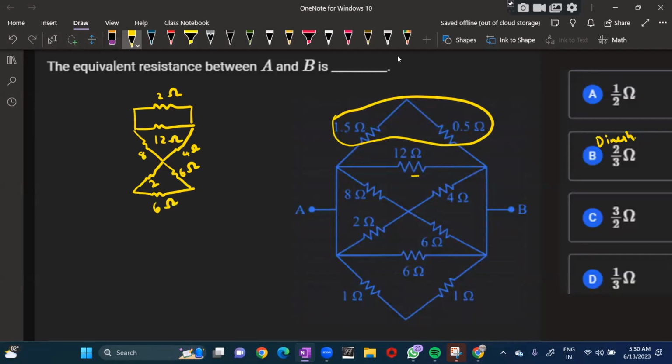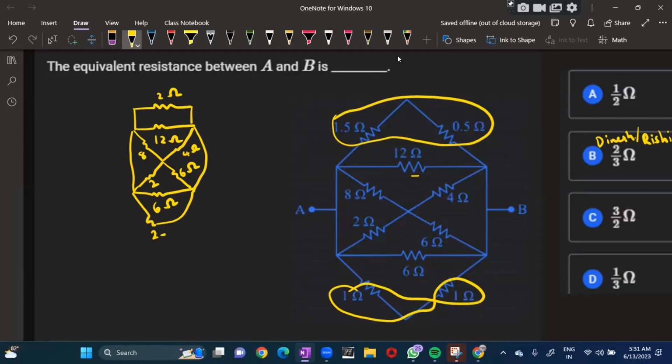Sir, second option. Who is this? Rishi, sir. And next one, this 1 ohm and 1 ohm are in which combination? Series. So this is 2 ohm. This is junction A and junction B.